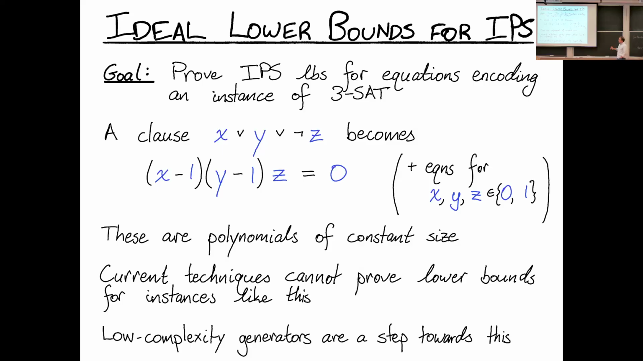I don't want to get too much into this, but if you're interested, I can be more than happy to tell you during the break. But let me just say that designing low complexity hitting set generators in polynomial identity testing land, these are sort of a necessary step towards proving lower bounds for simple systems of equations like those that encode 3CNF formulas. So this is some motivation that this pseudorandomness problem is related to proving lower bounds in proof complexity.